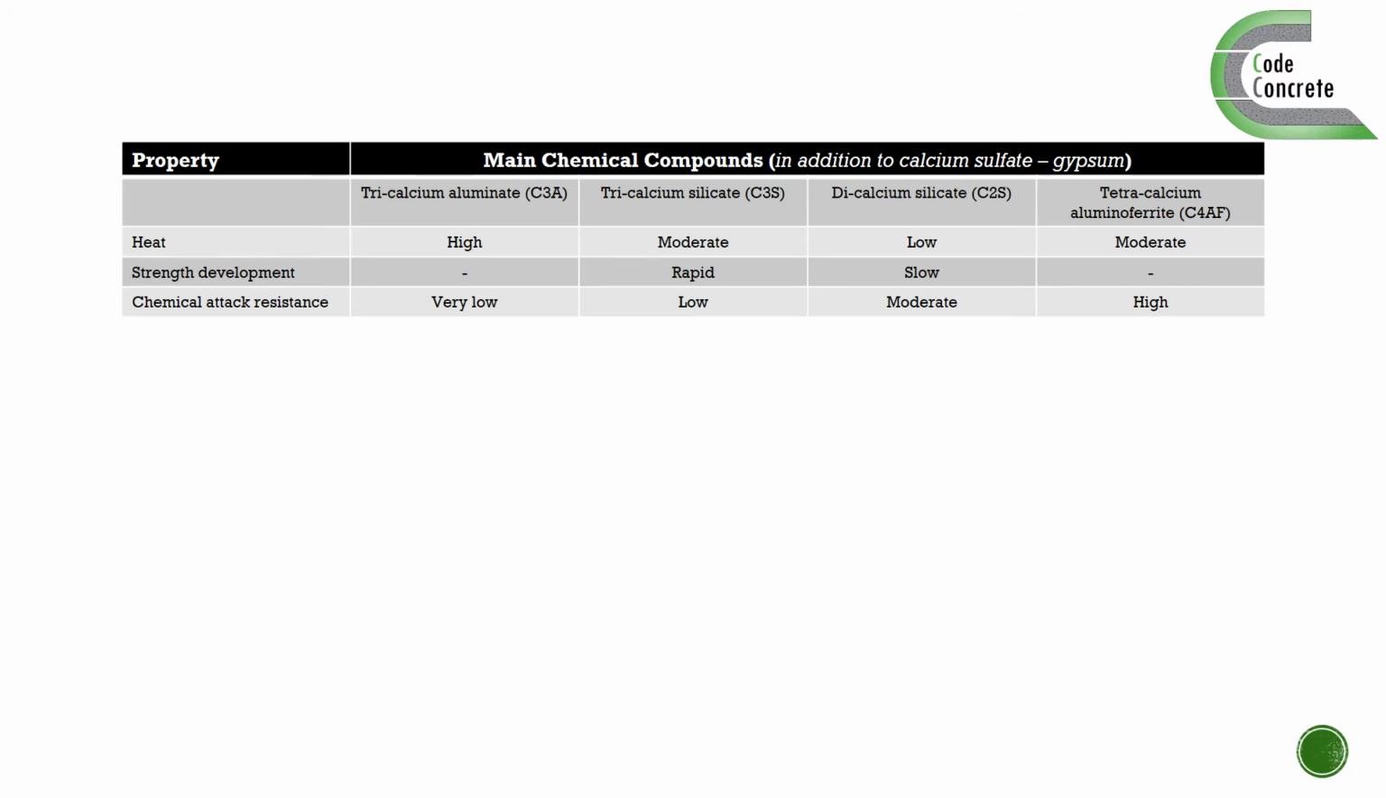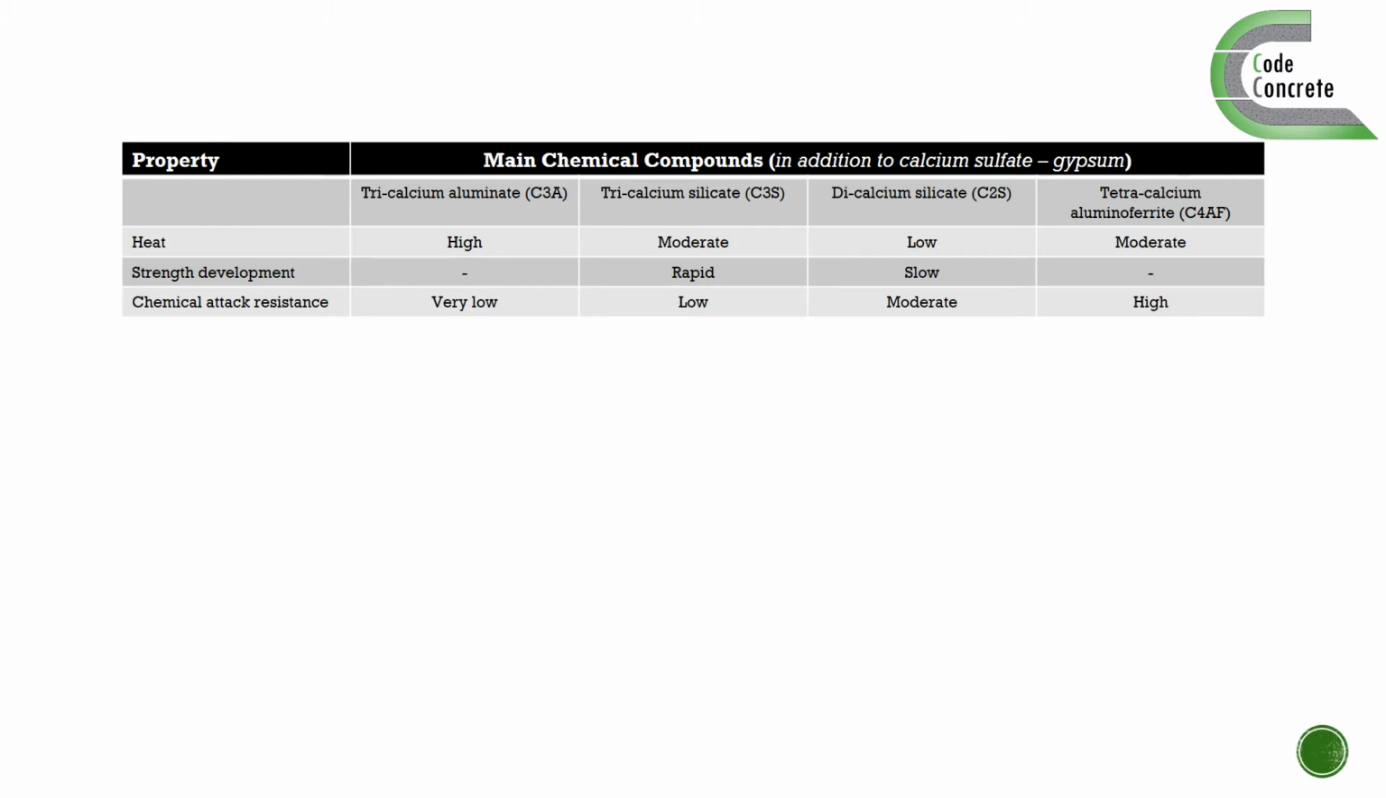What significantly affects the properties of different types of Portland cement is the chemical composition. Portland cement is mainly composed of 4 chemical compounds. Tricalcium aluminate, C3A. This compound generates high heat during the hydration mechanisms of cement and has very low resistance to chemical attacks. Tricalcium silicate, C3S.